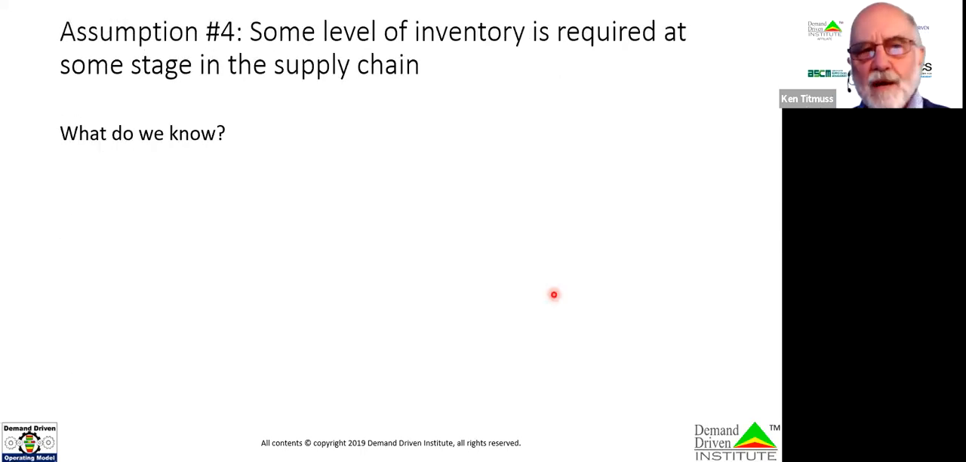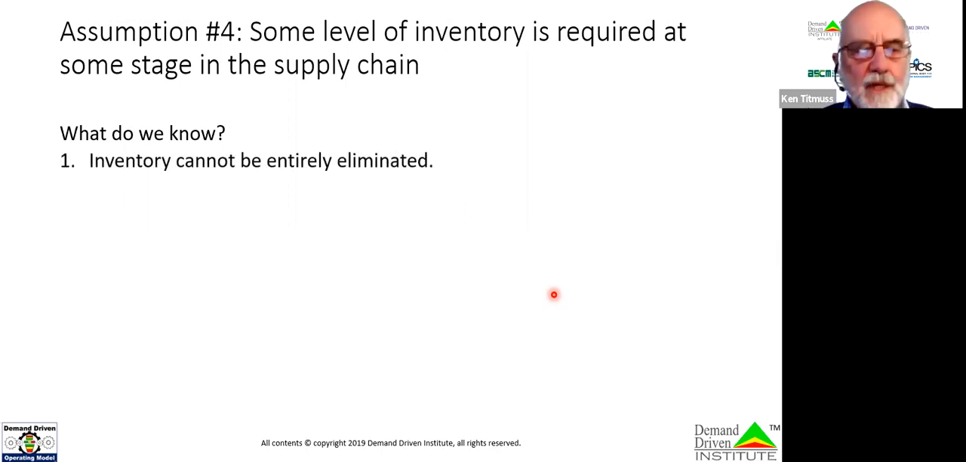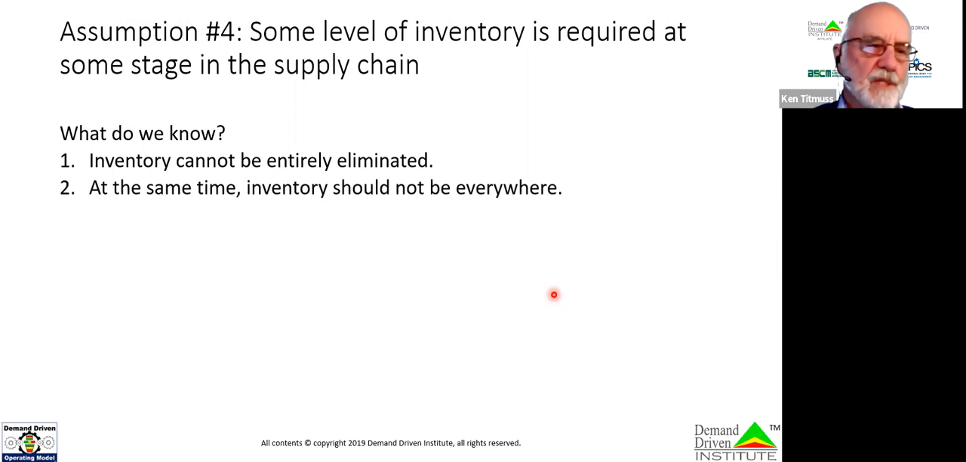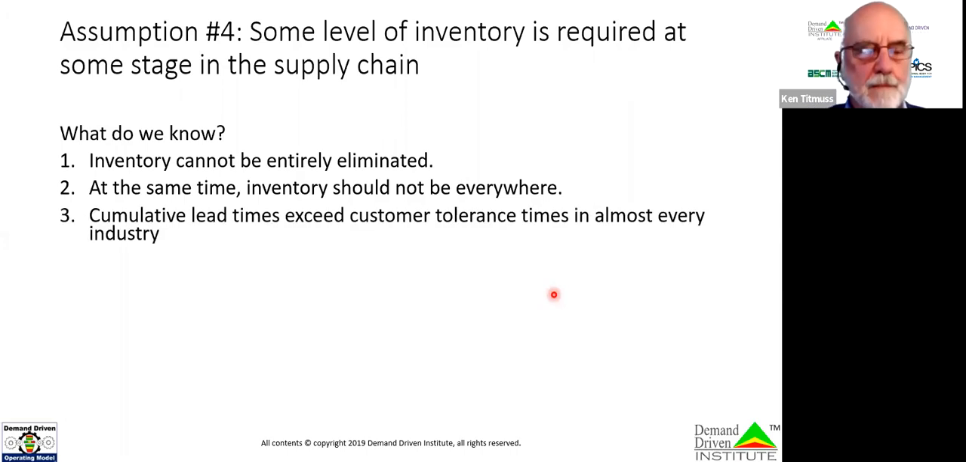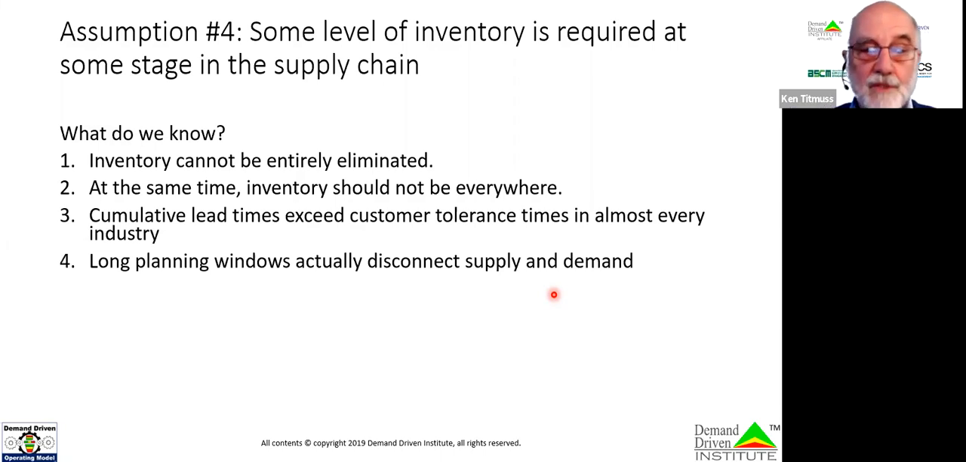So assumption number four: some inventory is required at some stage in the supply chain. What do we know? Inventory cannot be entirely eliminated. We need some inventory somewhere in the supply chain. At the same time, inventory shouldn't be everywhere. We need to strategically place it in the right places. Cumulative lead times exceed customer tolerance times in almost every industry. And long planning windows actually disconnect supply and demand.